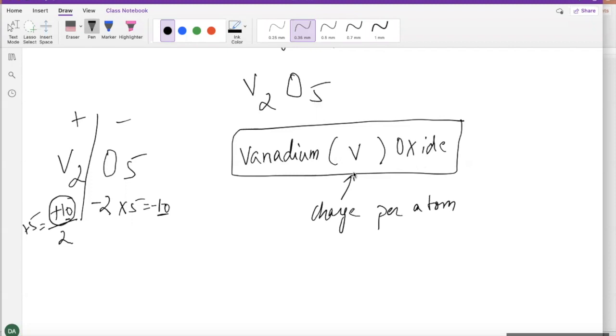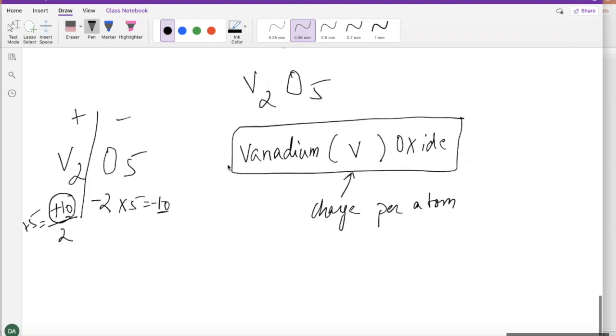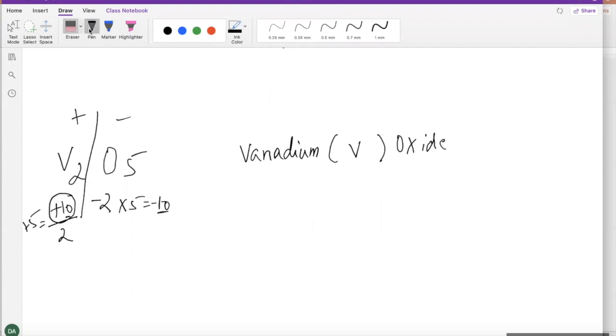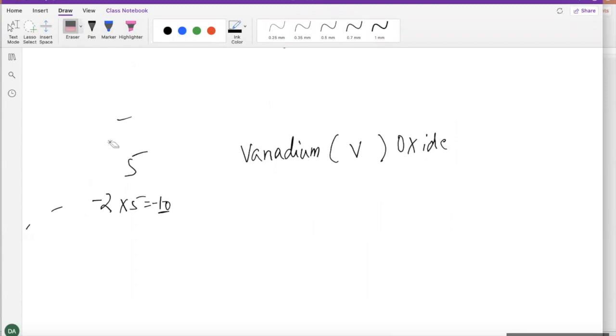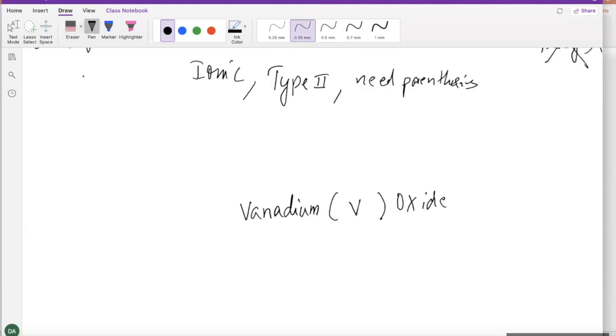Now, just in case you're wondering, how come just by looking at this name, we can tell this formula is going to be V2O5? So let's do that as well. Let's assume you don't know this formula. So let's make that disappear. Let's go from this name to the formula and see if this works out. All we are given on the exam is this, vanadium(V) oxide, and you have to give me the formula for that.